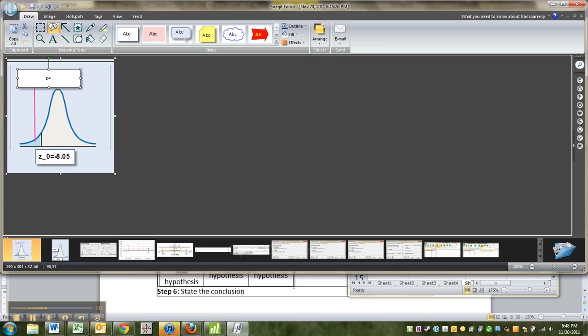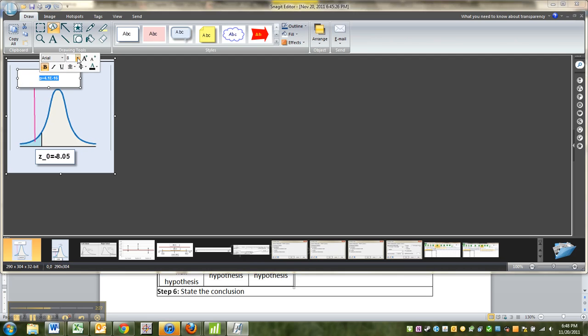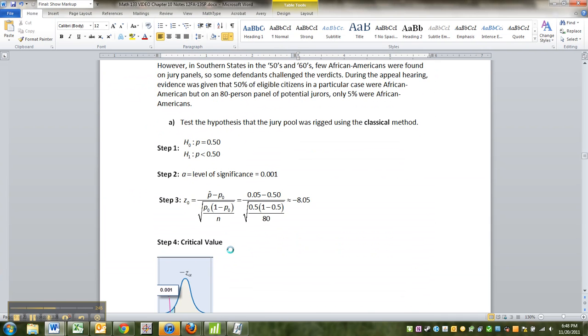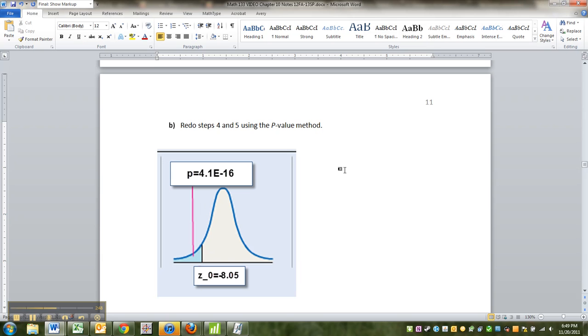P equals 4.1 E negative 16. Now remember what that means in scientific notation. That means that it is 15 zeros and then a 4, right? It's really small, all right? It's essentially 0. I mean, not 0, but it's really darn close. Okay, so let me type that in right there. So P equals 0.000000000000000 4.